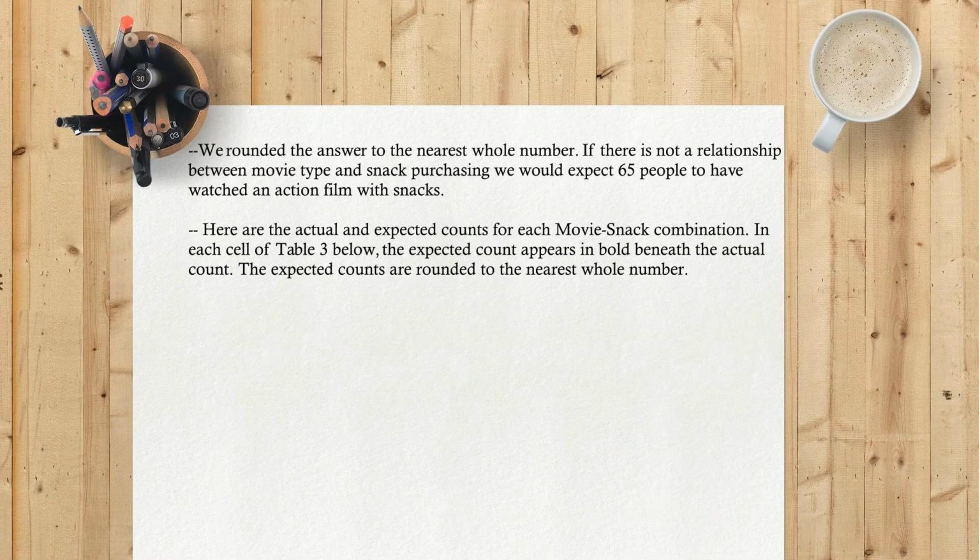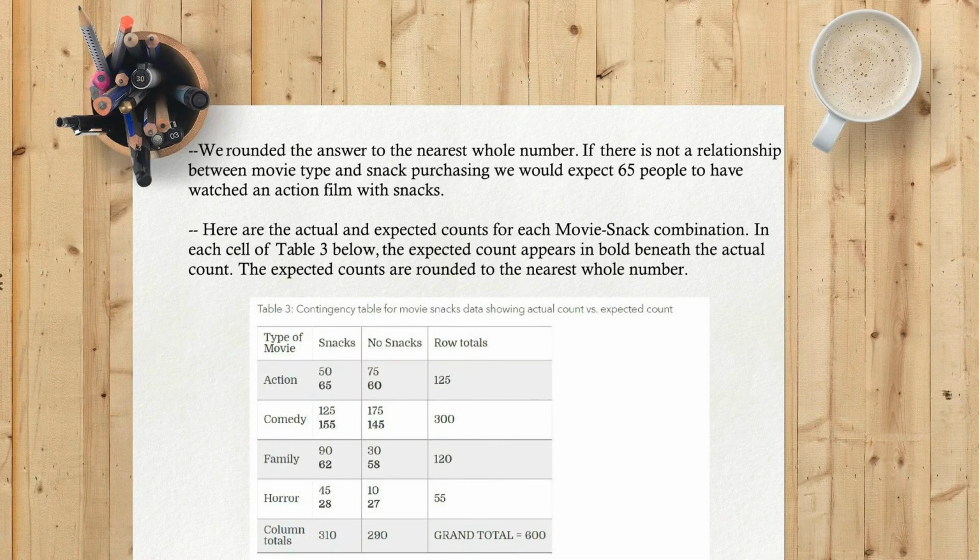We rounded the answer to the nearest whole number. If there is not a relationship between movie type and snack purchasing, we would expect 65 people to have watched an action film with snacks. Here are the actual and expected counts for each movie snack combination.